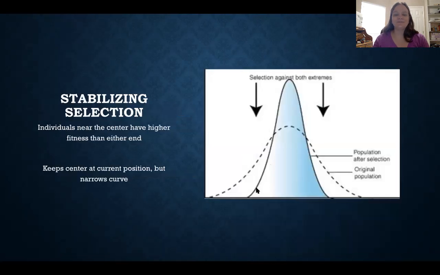Stabilizing selection is where it is better to be in the middle than at either end. One example of this is birth weight. Very, very tiny babies don't do really well, but also really big babies don't do really well. So we have this narrowing of the curve, selecting against very low birth weight or very high birth weight. It keeps our average in the same place and creates a very narrow curve.